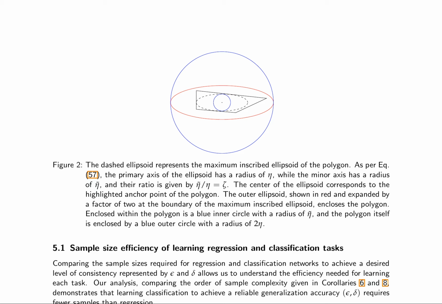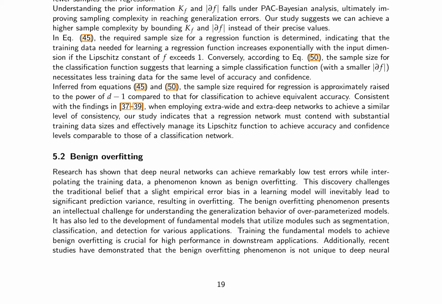The authors also explore the phenomenon of benign overfitting, where deep neural networks can achieve remarkably low test errors while interpolating the training data. This challenges the traditional belief that a slight empirical error bias in a learning model will inevitably lead to significant prediction variance, resulting in overfitting. The study reveals that over-parameterization models and densely arranged training data can lead to benign overfitting, a highly desirable outcome.